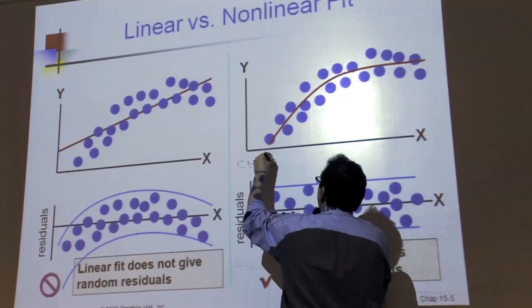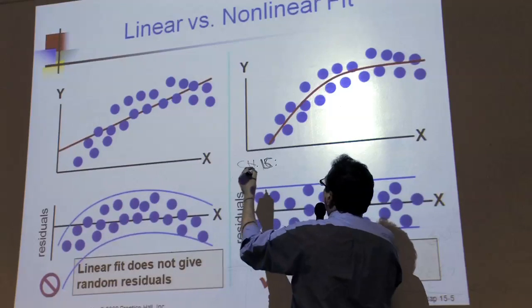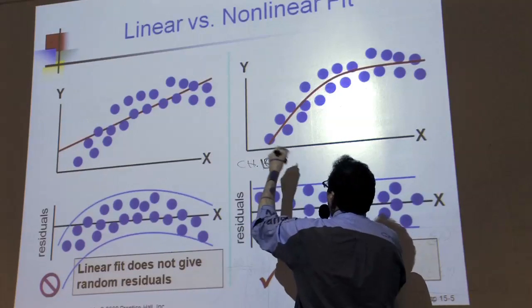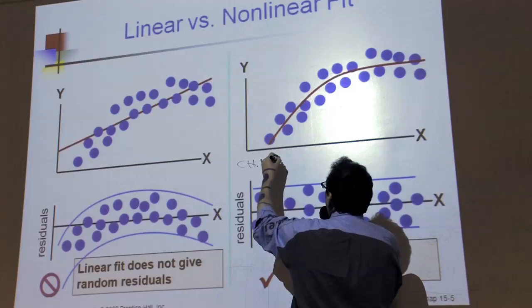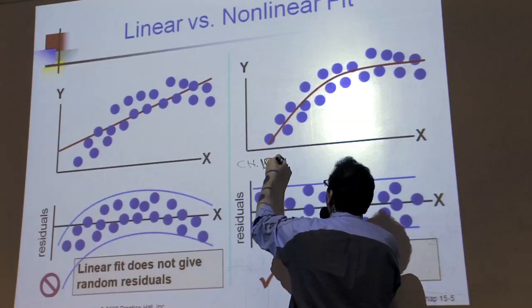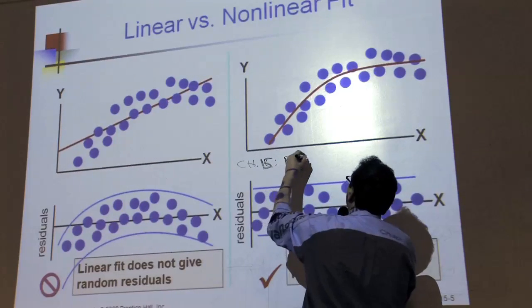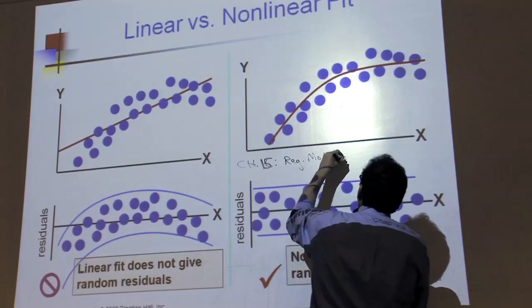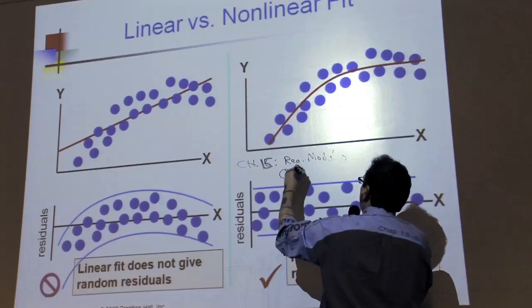Chapter 15, which is entitled regression models in general, but we're going to focus on one particular type of quadratic model.